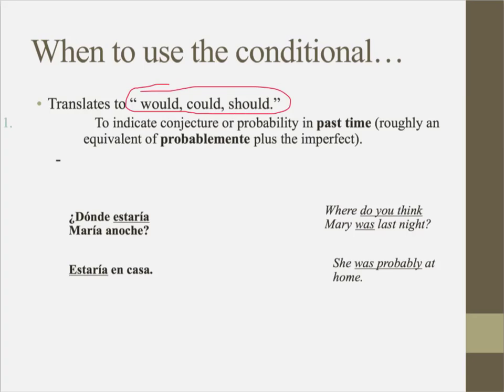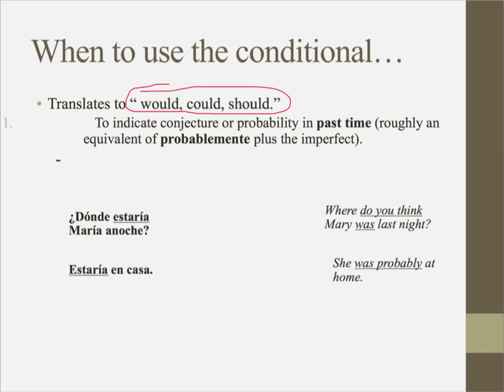So one way to use the conditional would be to indicate conjecture or probability in past time. Okay, so it says, ¿Dónde estaría María anoche? Where do you think Maria was last night? And you'd say, estaría en casa. I think she was at home. Okay, she was probably at home.